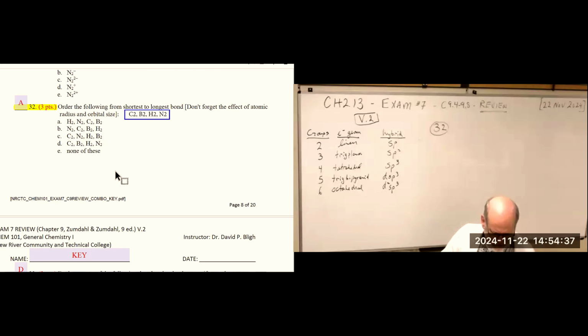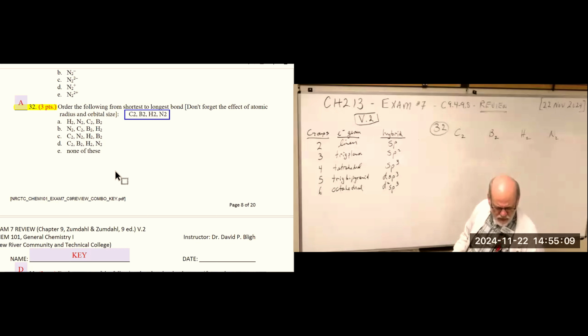Order the following from shortest to longest bond. Don't forget the effect of atomic radius, orbital size. Okay. So if we're going to put these from shortest to longest bond, C2, B2, H2, and N2.